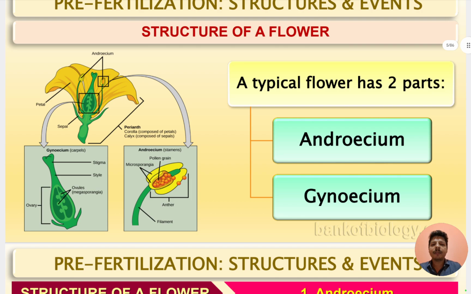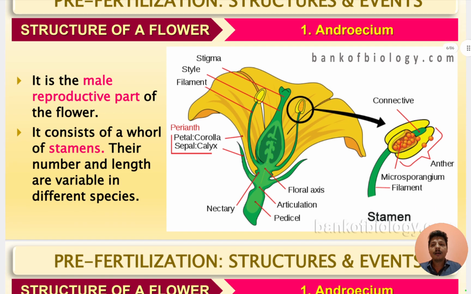Next, structure of a flower. A typical flower has two parts. One is your androecium and second is gynoecium. Coming to androecium, it is the male reproductive part of the flower. Male reproductive part of the flower, androecium. It consists of a whorl of stamens. Whorl means bunch of stamens. Their number and length are variable in different species.